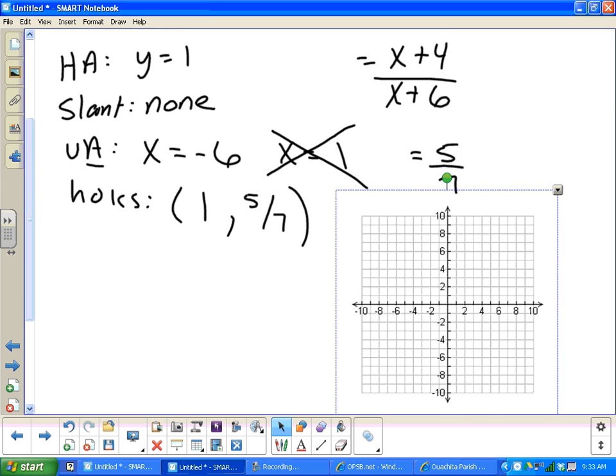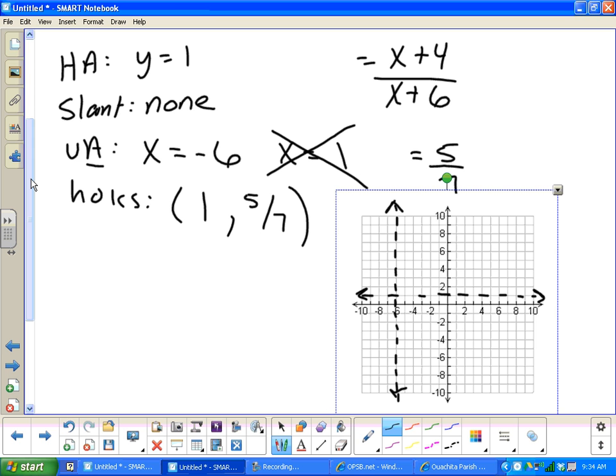All right, so let's see. Horizontal asymptote at y equals 1. No slanted ones. Vertical asymptote at x equals -6. And now we have a hole at 1 comma 5/7. Now 5/7 would just be under 1, wouldn't it?